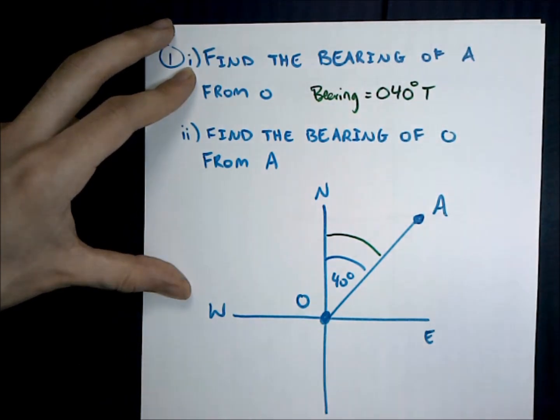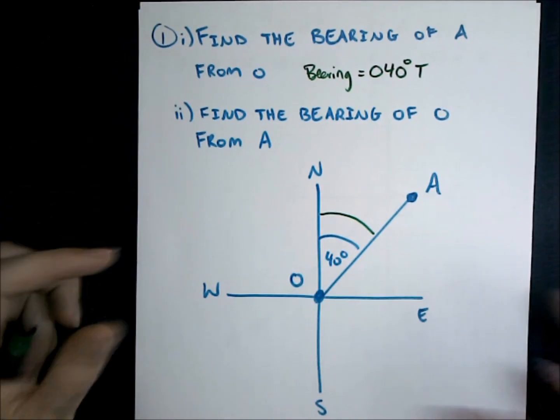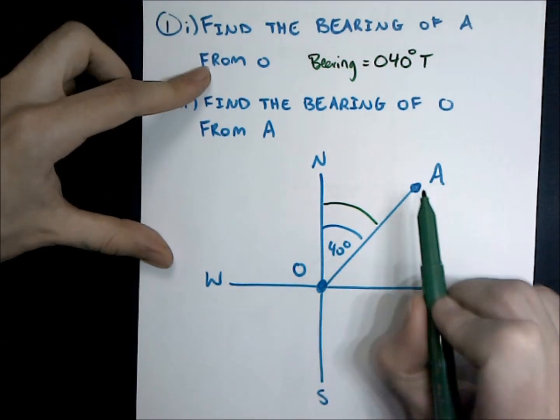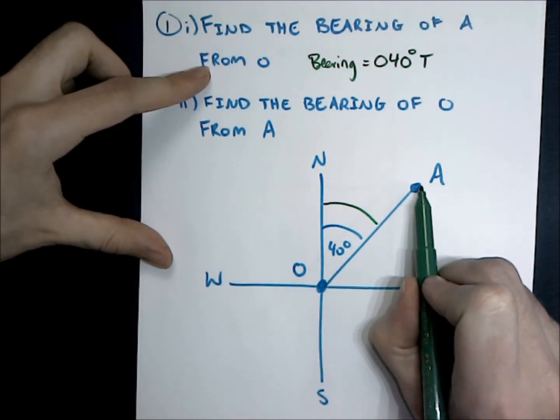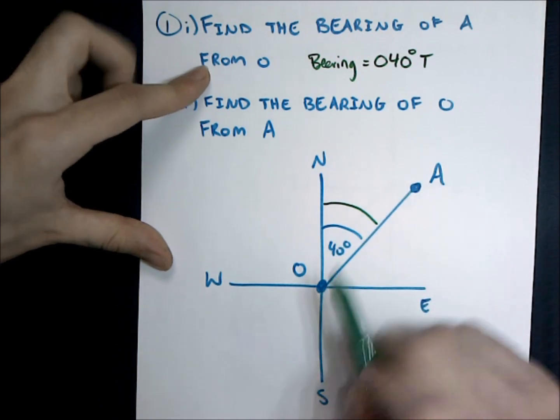You usually put a little T for true, for your true bearing. So the first one's easy. The next one, we want to find the bearing of O from A. So if we are at A, we want to find out what angle, or what bearing, I need to travel on to get to O.